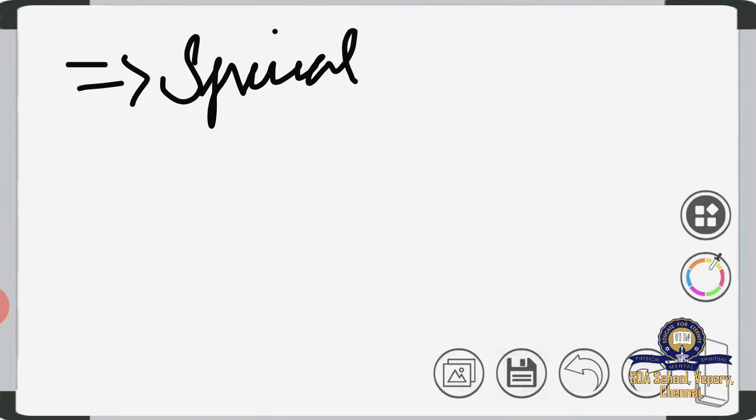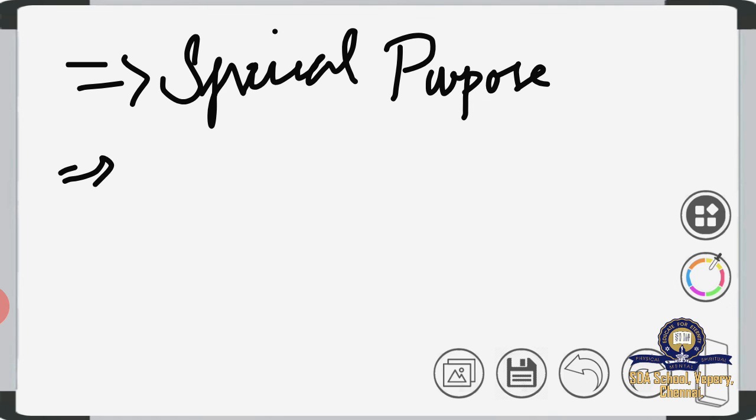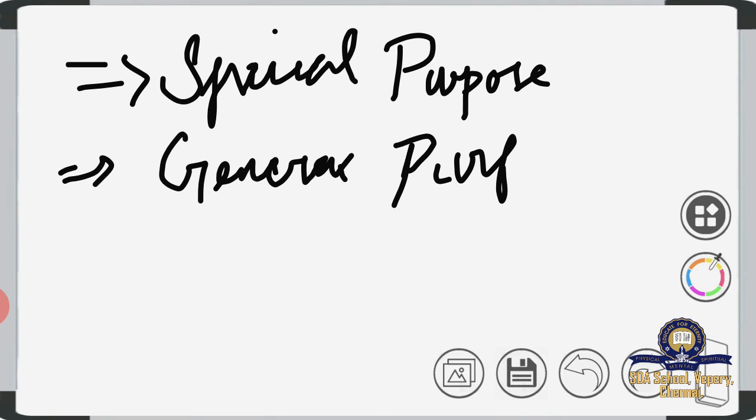Then we move on to application software. It has two types, right? They are special purpose and general purpose. Application software has two types, that is special purpose and general purpose. First, special purpose.